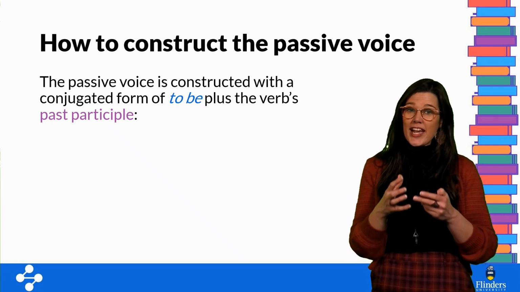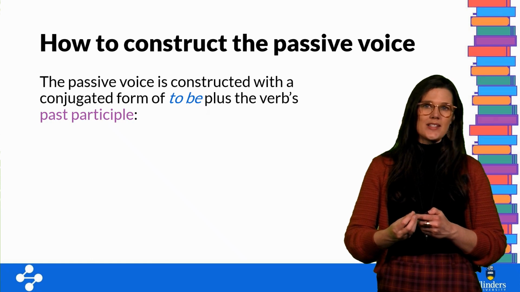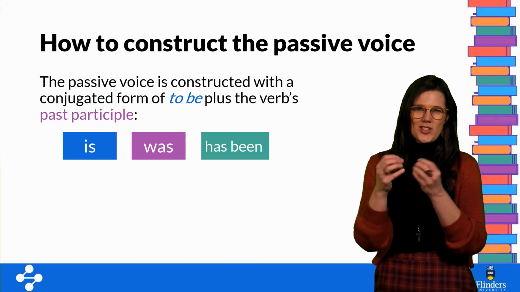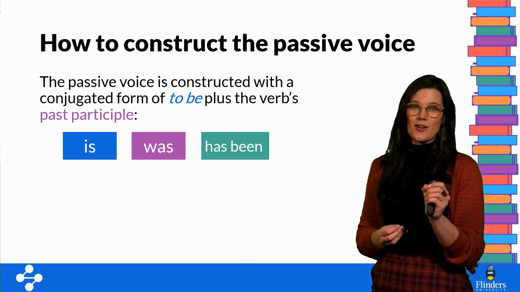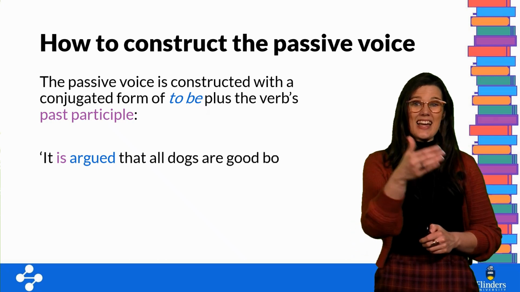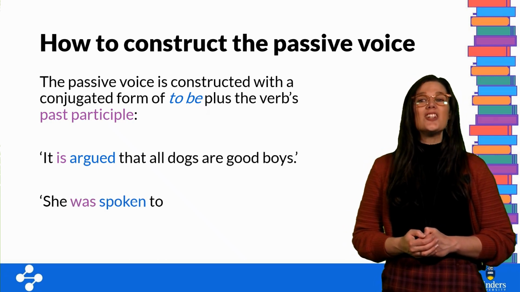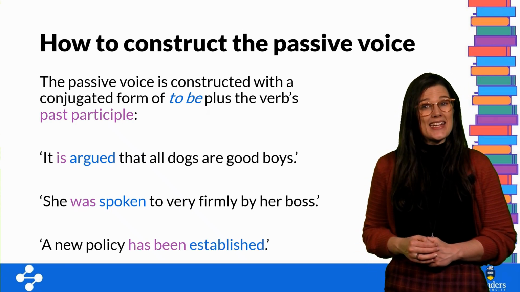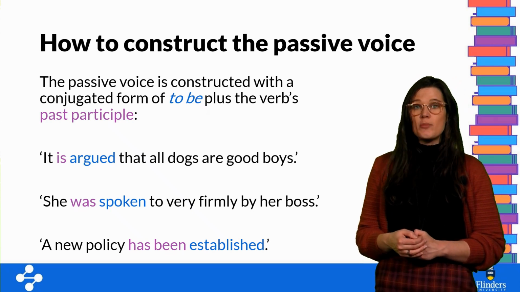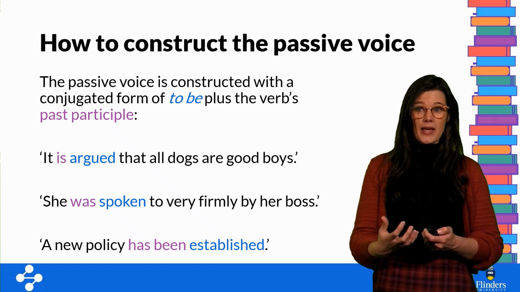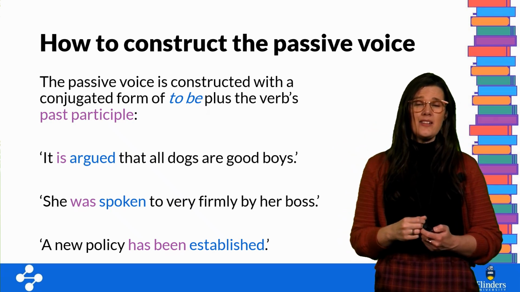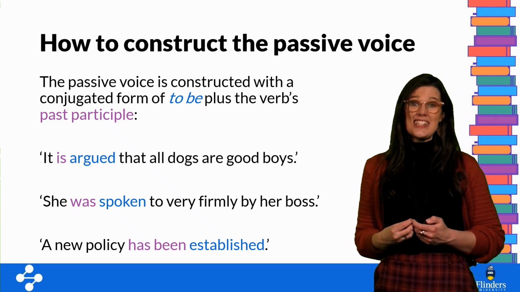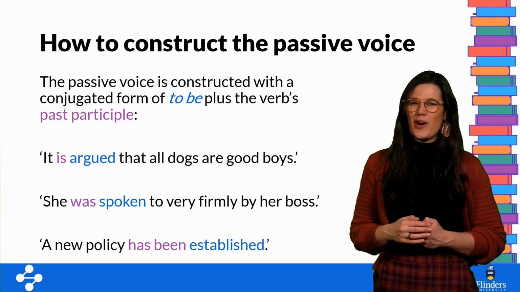We take the conjugated form of the verb to be, so words like is, was, has been, and we put them together with the verb's past participle, which is the verb with the form ed if it's a regular verb. So for example, it is argued that all dogs are good boys, or she was spoken to very firmly by her boss, or a new policy has been established. In all three of these examples, I have my conjugated form of the verb to be, is, was, and has been, and I have the past participle form of the verb, argued, spoken, and established. Two regular verbs and one irregular verb.